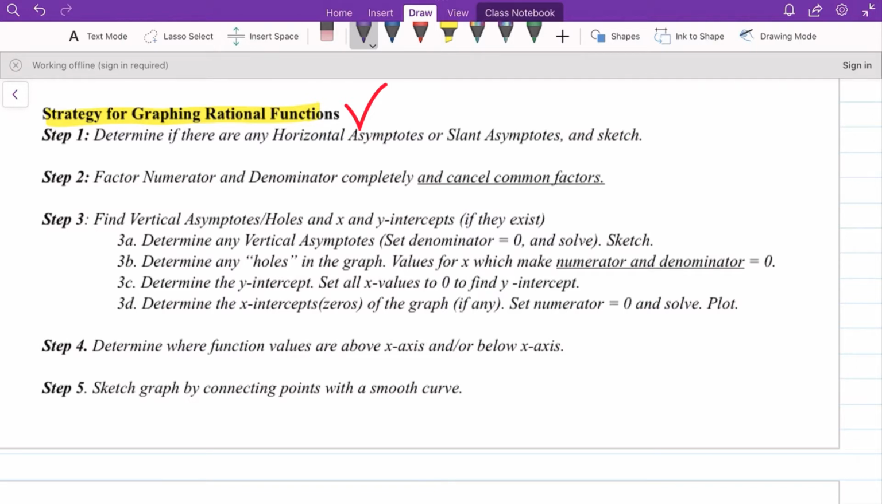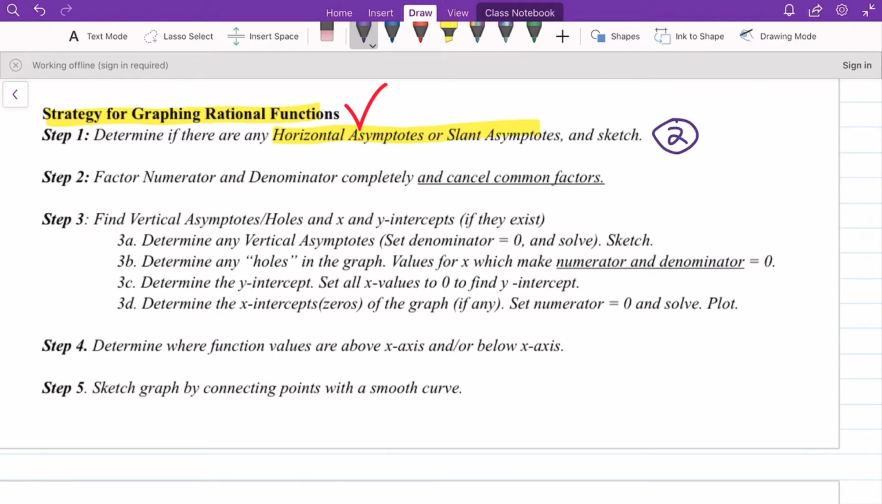So the first step is we're going to determine if there are any horizontal asymptotes or slant asymptotes. And I covered that in the last video, video number 2. The next thing, in step 2, is we're going to factor the numerator and the denominator. If you recall from my first 2 videos, I was hopping big time on factoring. That's really how you have to go about attacking these functions when you're graphing them. You really need to make sure everything is factored completely.